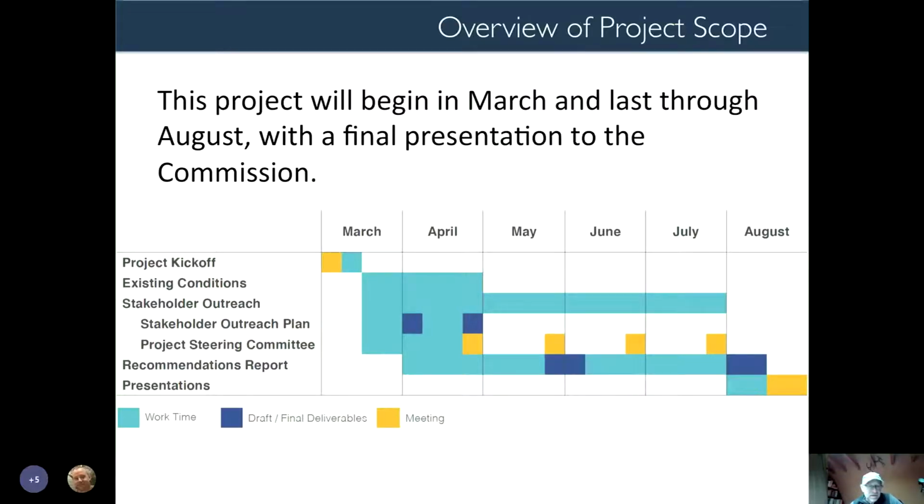Hi, this is Melissa. I just wanted to let everyone know that the term of the contract actually extends through December 31st of this year. So this was the proposed scope, but if we need more time, we have it.